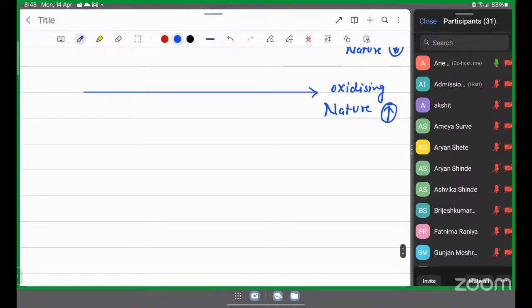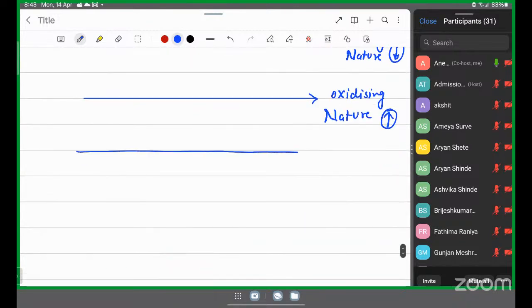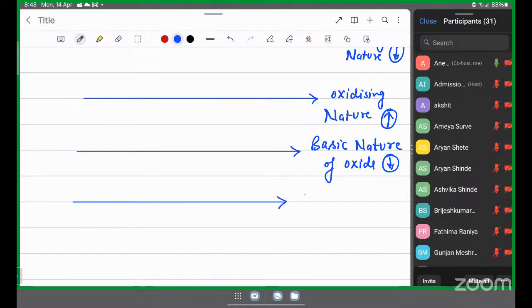Now, because non-metallic nature is increasing, it means the basic nature of oxides will decrease, and opposite to it, the acidic nature of oxides will increase. Yes. Any doubt?